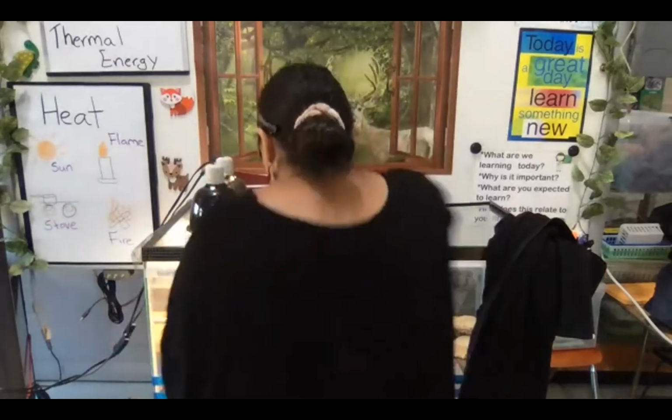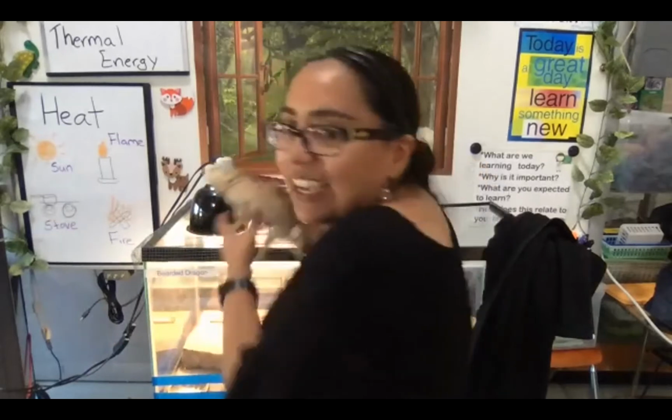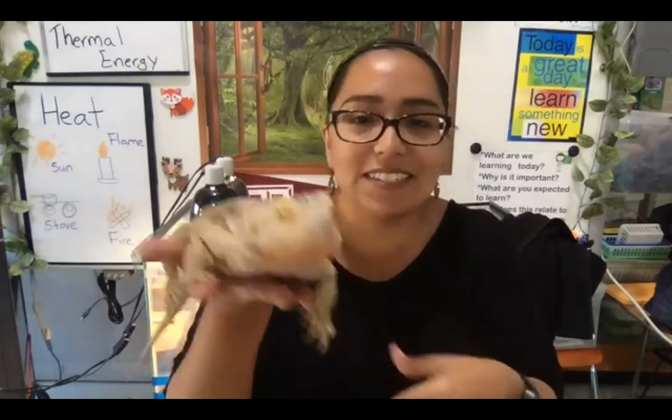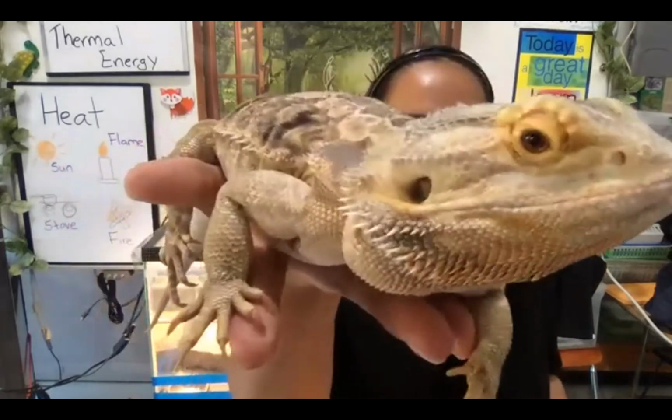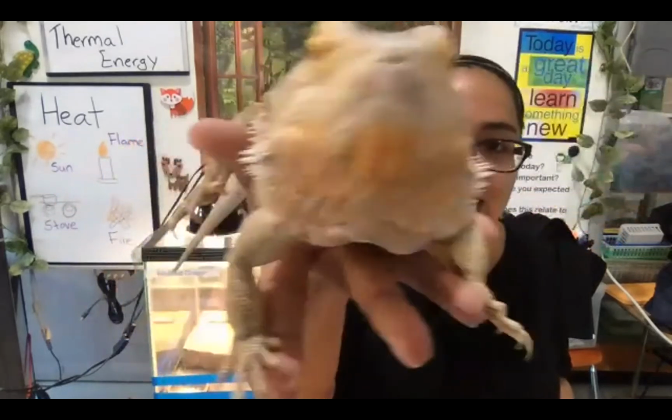And I'm going to go ahead and pull him out. So make your guess. And if you guys said a lizard, you would be correct. This is a special type of lizard called a bearded dragon. His name is Spike.